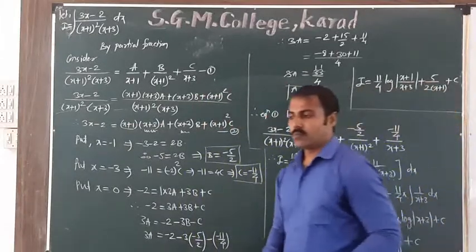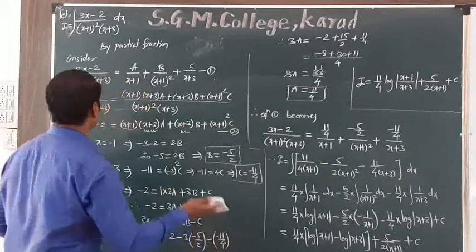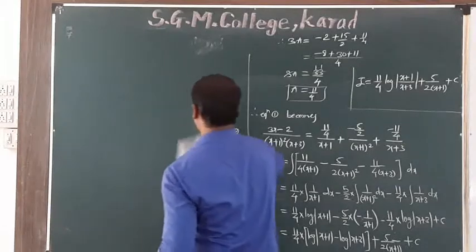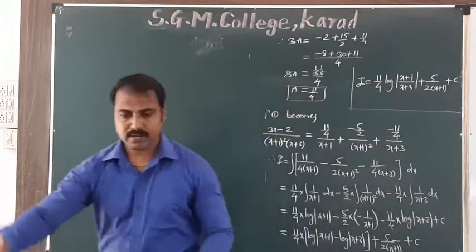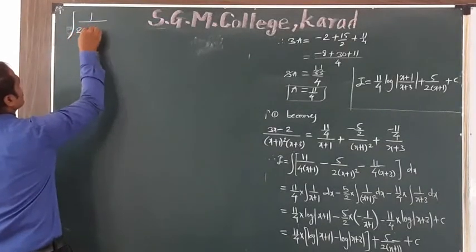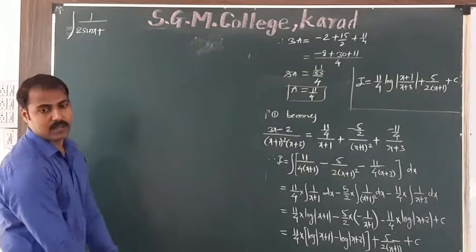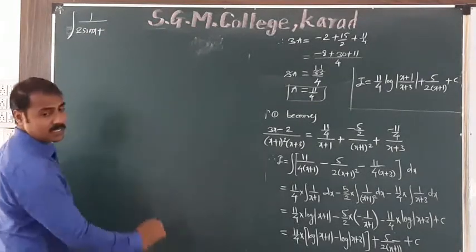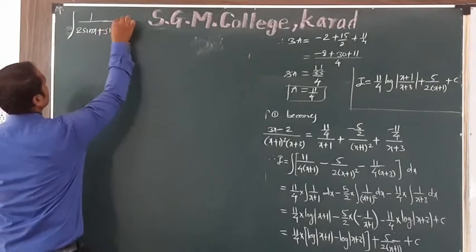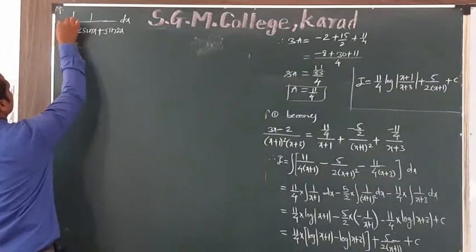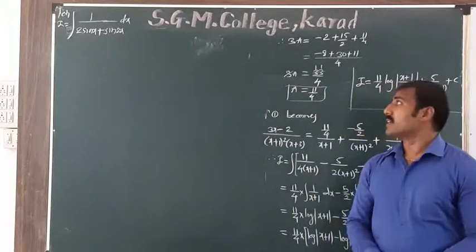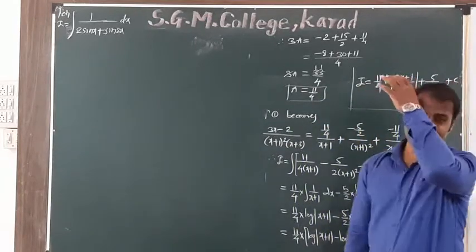Now moving to our next example. Next example is: evaluate integration of 1 upon 2 sin x plus sin 2x dx. First denote the given integration by I. So starting with, let I is equal to integration of 1 upon 2 sin x plus sin 2x dx.